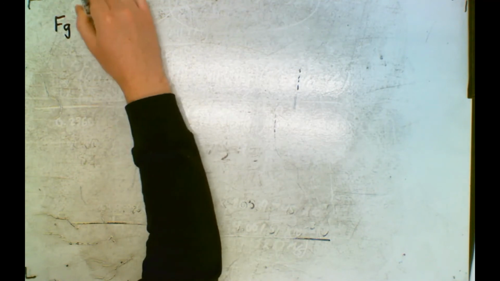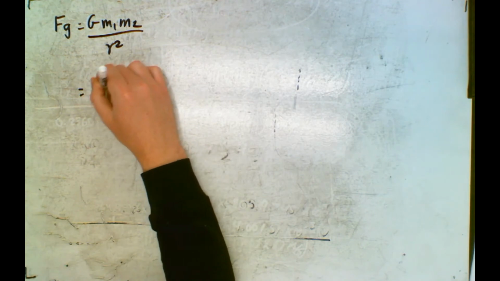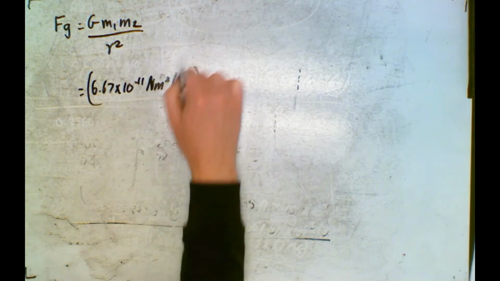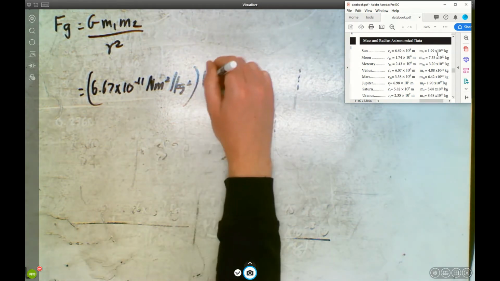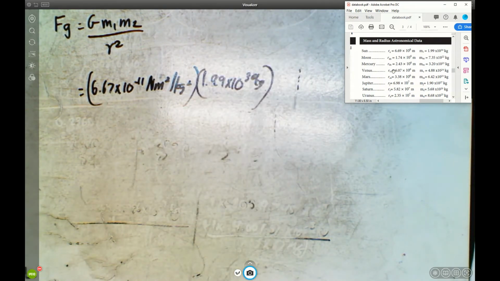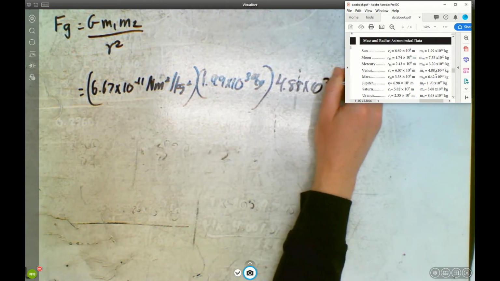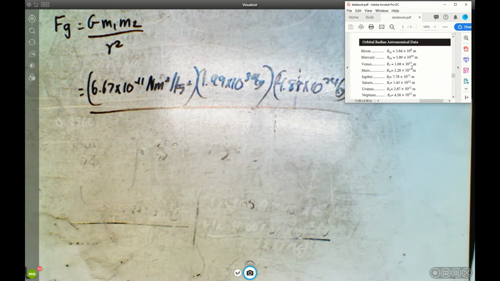So to do this, we need Fg equals G m1 m2 all over r squared. And G is 6.67 times 10 to the negative 11 newton meter squared per kilogram squared. Mass 1 is going to be the sun. So I need this. Mass of the sun is 1.99 times 10 to the 30 kilograms. And then mass 2 will be the mass of Venus, which is 4.88 times 10 to the 24 kilograms. And then the radius will be their orbital radius.